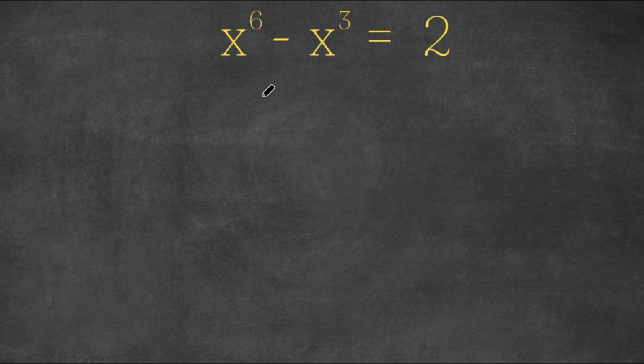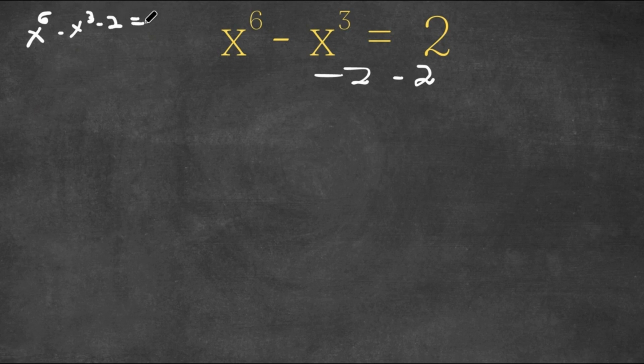In today's video, I'm going to be teaching you guys how to solve this exponential equation. So we have x to the power of 6 minus x to the power of 3, which is equal to 2. Now what I'm first going to do is subtract 2 on both sides. So now we have x to the power of 6 minus x to the power of 3 minus 2 is equal to 0.